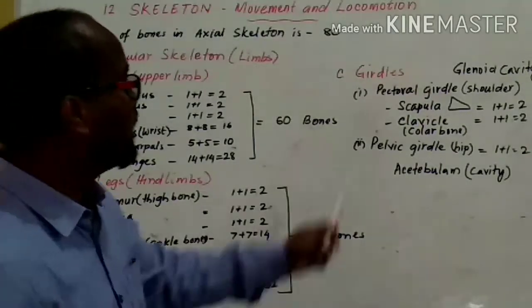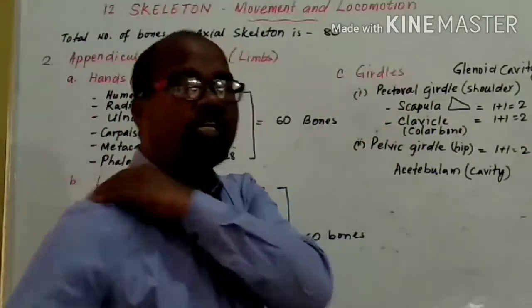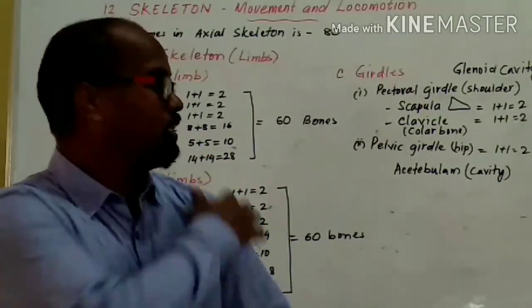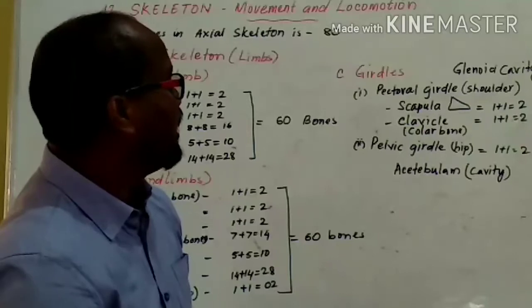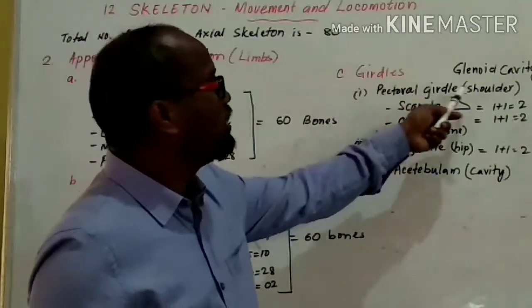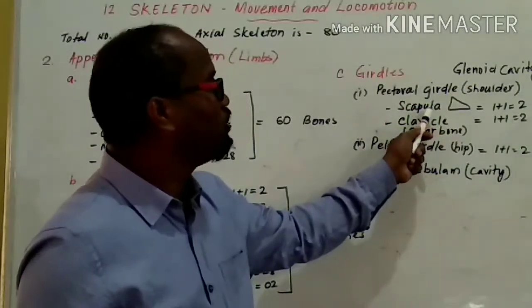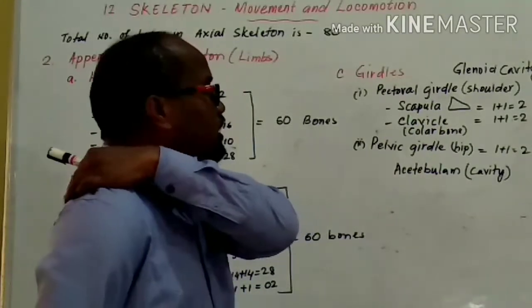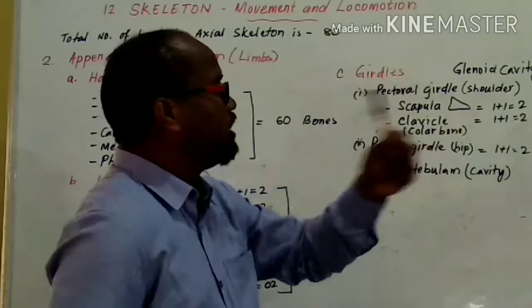Now we come to the third one, girdles. We have the shoulder here. We have not counted these bones that are present in the shoulder. The pectoral girdle is the shoulder. We have two bones here, scapula at the backside, a flat bone, triangular in shape, just like this, triangular.